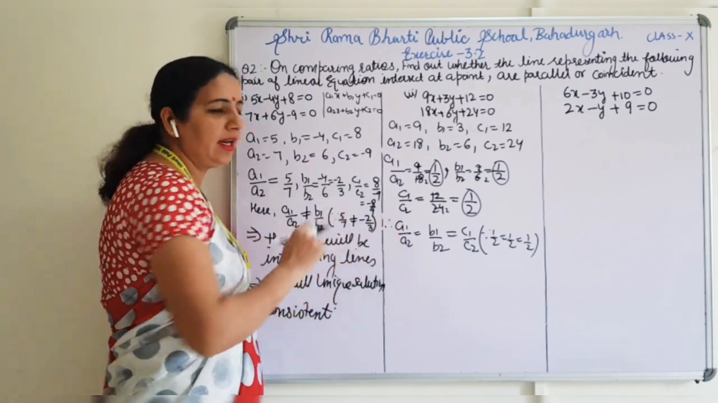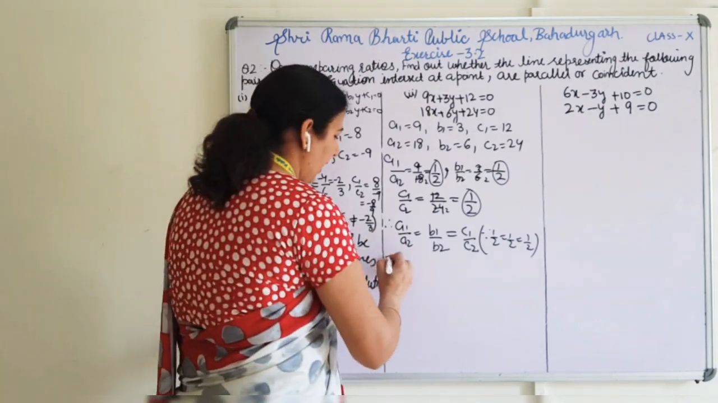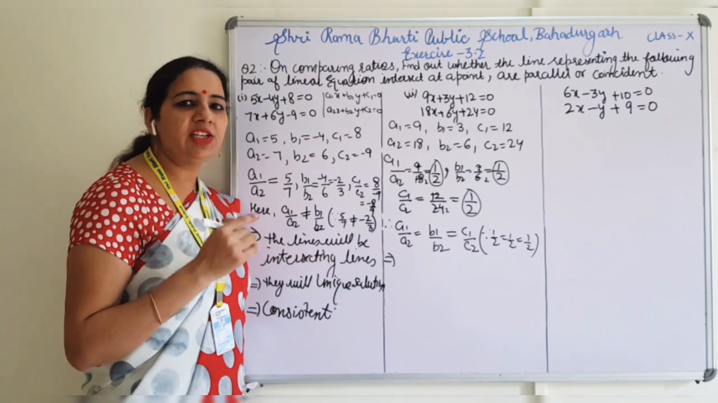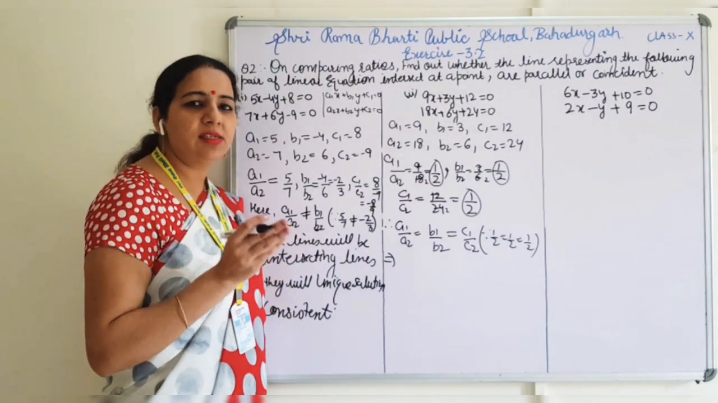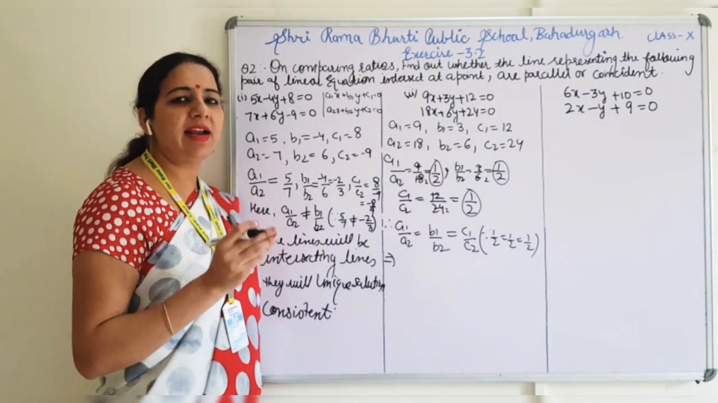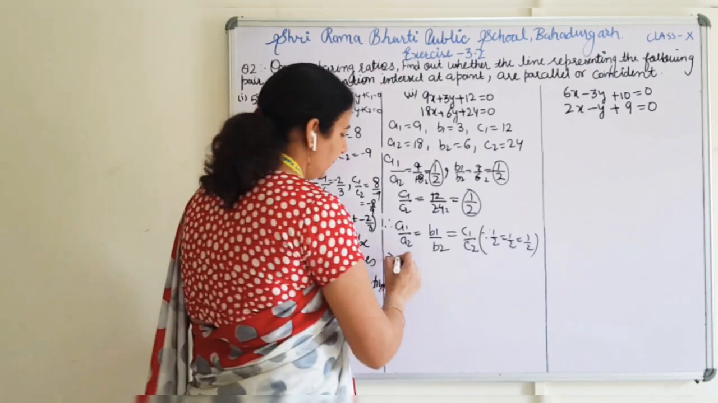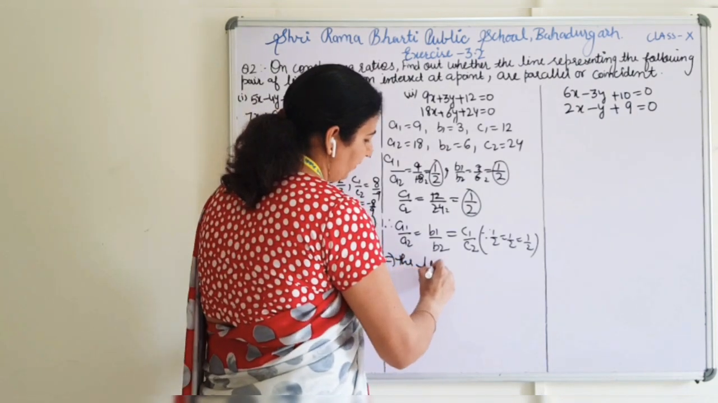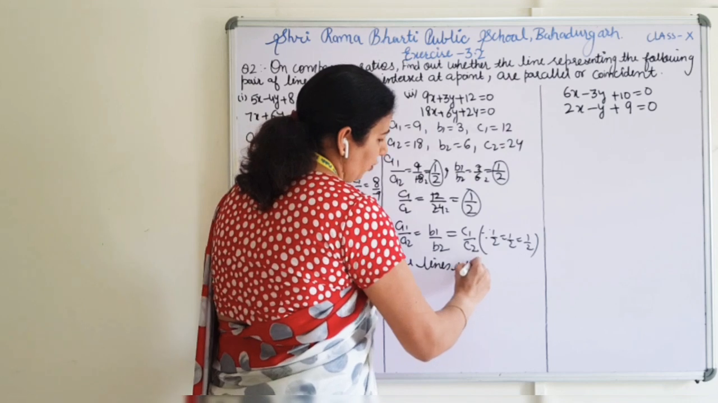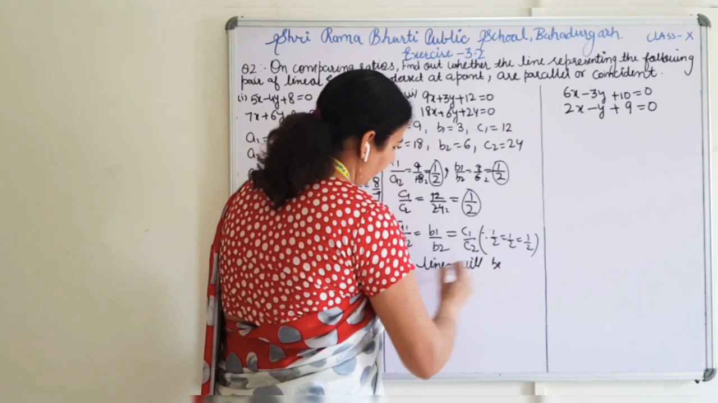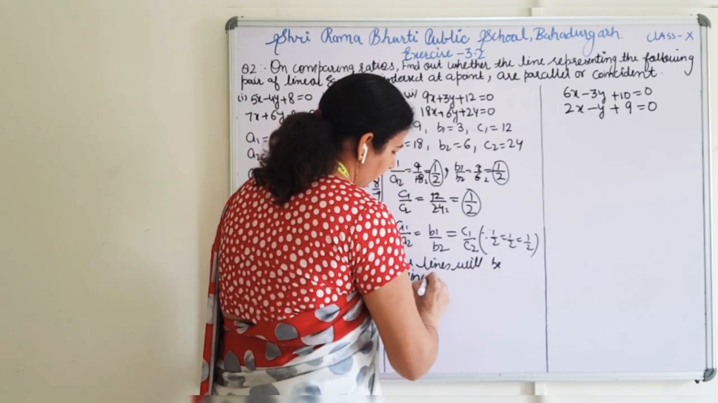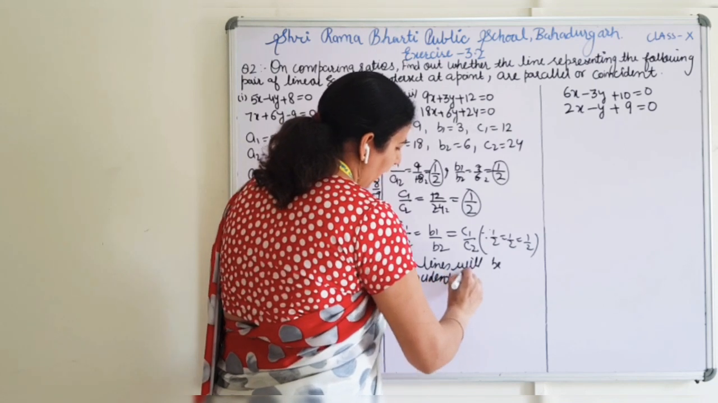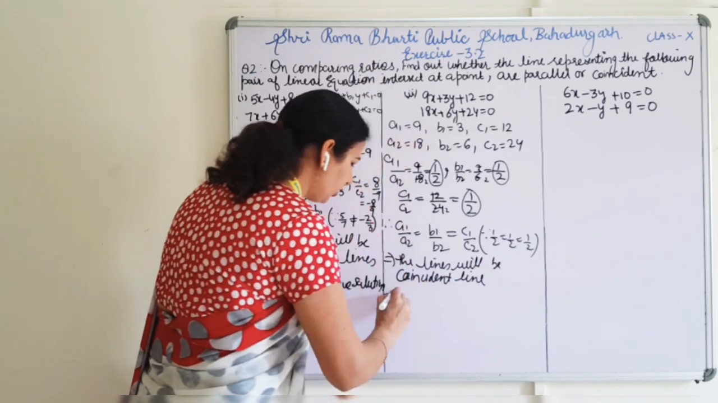When all three are equal, this implies the lines will intersect at each and every point. The lines will intersect at each and every point means the lines will be coincident lines. This implies the lines will be coincident lines. And what about the number of solutions?